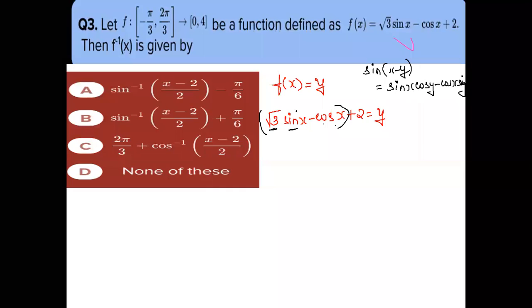Now somehow I have to convert the term here into this form: sin x cos y minus cos x sin y. You can see cos x is there, sin x is there, but here there is a number. So what I'll do is only for these two terms I'll multiply and divide by 2. So it is 2 by 2 into sin x root 3 minus cos x plus 2 is equal to y.